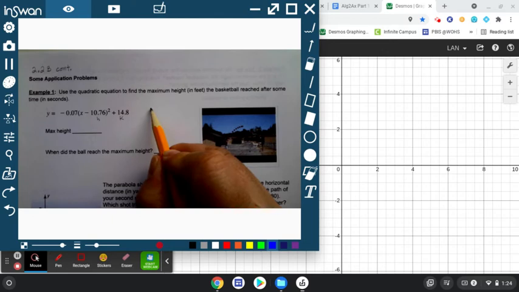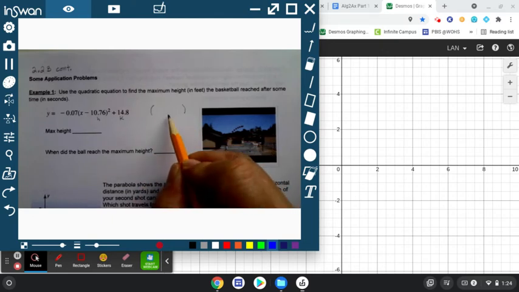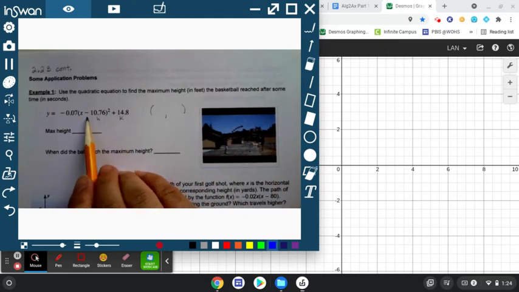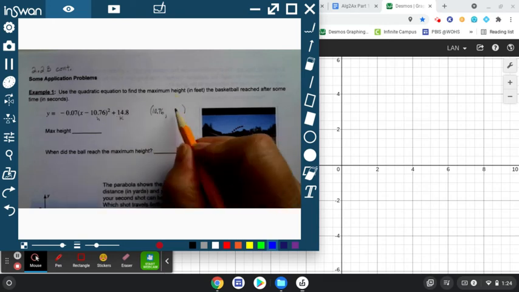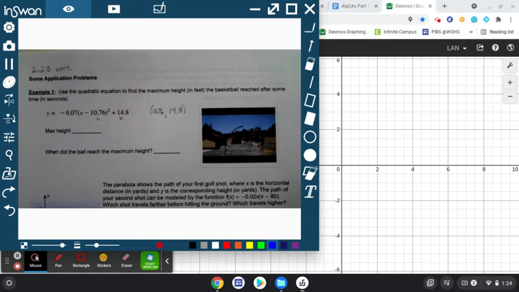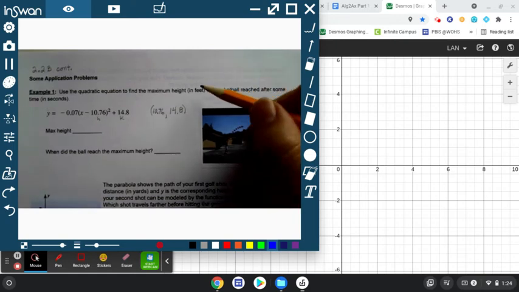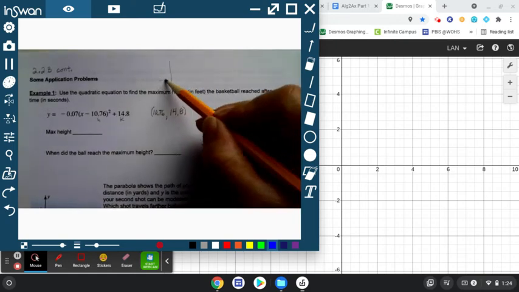I'm going to write my vertex here as a point. So remember, you want to move the opposite direction. This is a minus, so it's going to be to the right by 10.76. And then this is plus, so this is up 14.8. Okay, so if you give yourself a quick sketch of this, I'm going to just sketch a little picture of this.